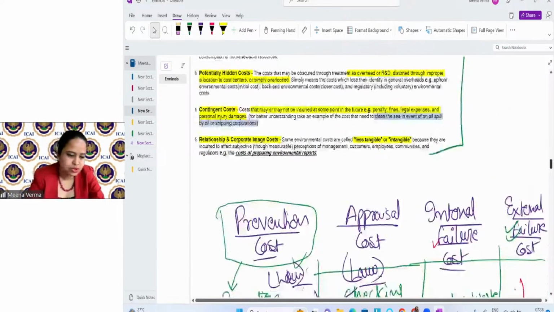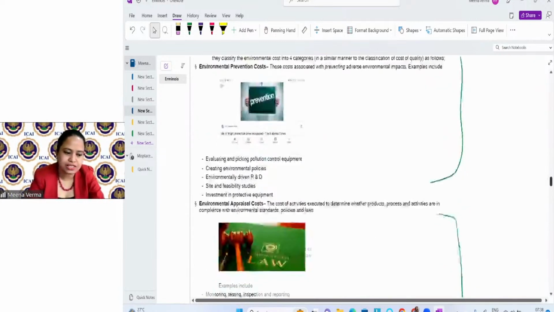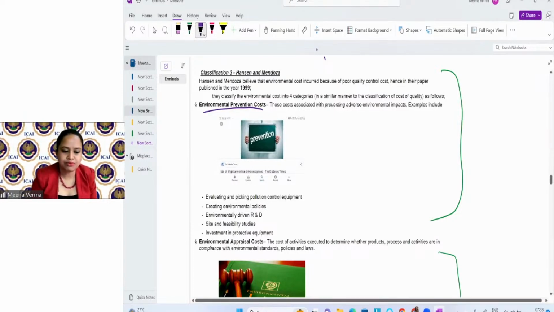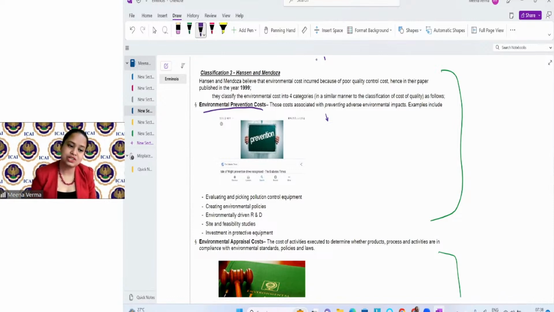Okay. For that reason, you can see they have classified these into environmental costs. First is prevention cost. The first one is environmental prevention cost. We have learned prevention is better than cure. What will happen? We will incur the cost to prevent the organization from releasing any waste in the environment.